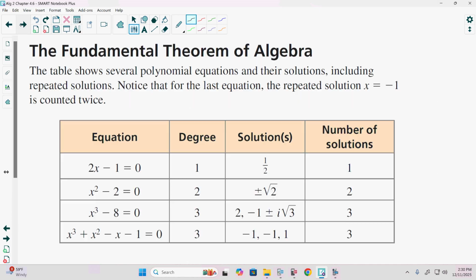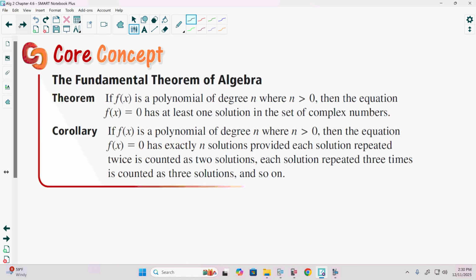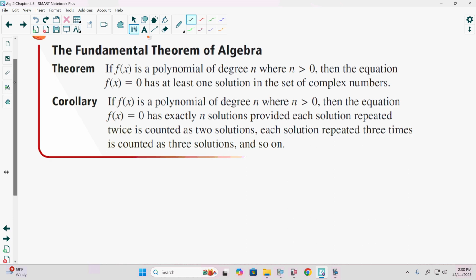So, fundamental theorem of algebra. We have that nice chart, but we're going to go on and look at the fundamental theorem of algebra. It states that if f of x is a polynomial of degree n where n is greater than 0, we're just saying that f of x is not equal to a number. That's all that means. So f of x cannot equal 4 for this theorem to work. If we actually have a polynomial function where n is greater than 0, then the equation has at least one solution in the set of complex numbers.